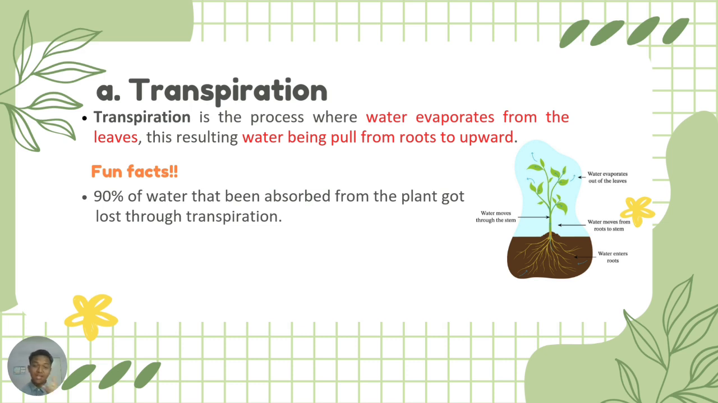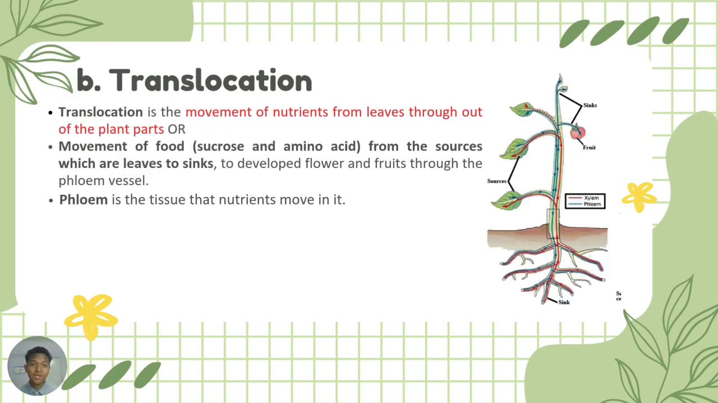The next one is translocation. Translocation is the movement of nutrients from the leaves throughout the plant parts, or the movement of food from the source, which is the leaf, to the sink, to develop flowers and fruits through the phloem vessel. Phloem is the tissue in which nutrients move.